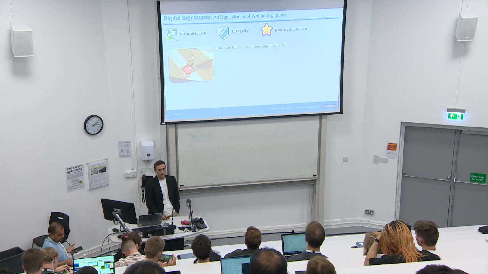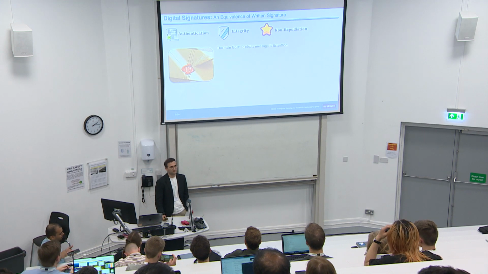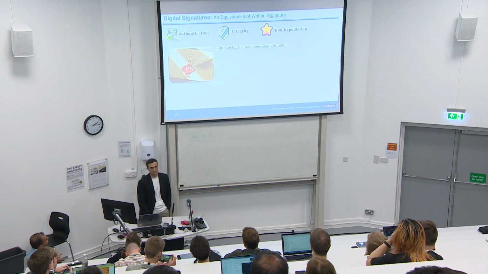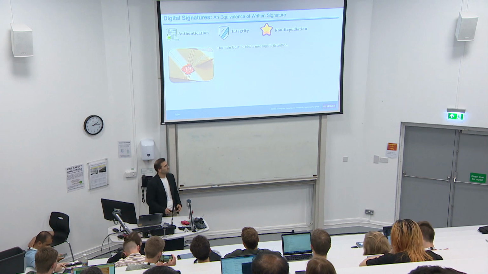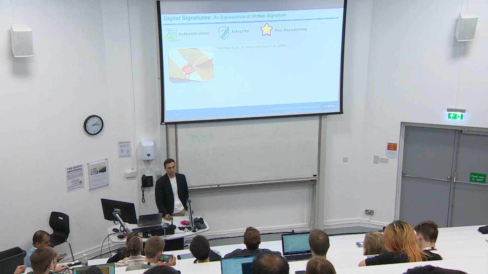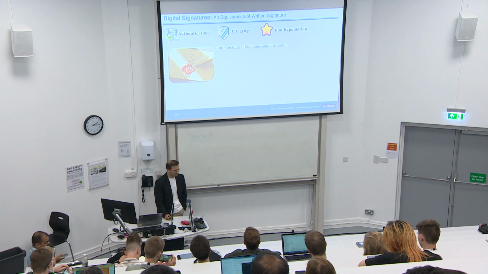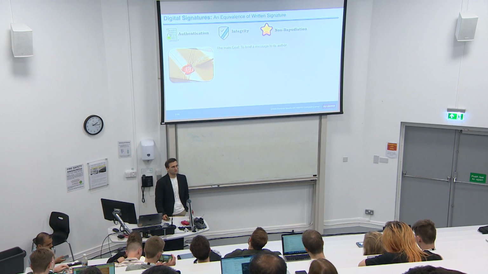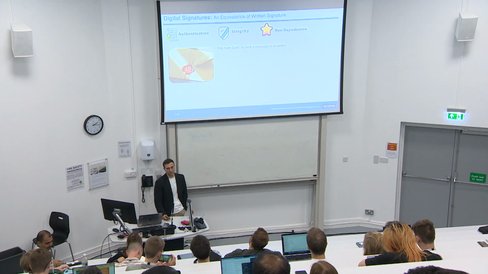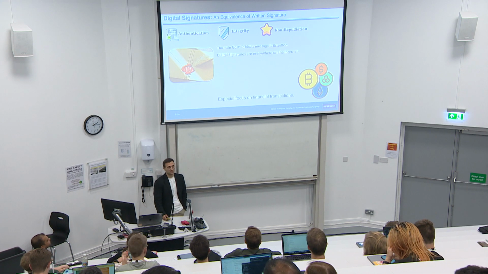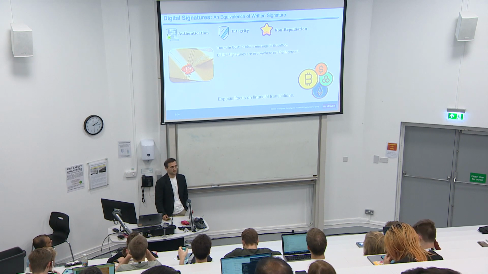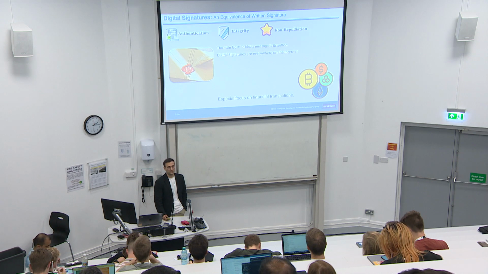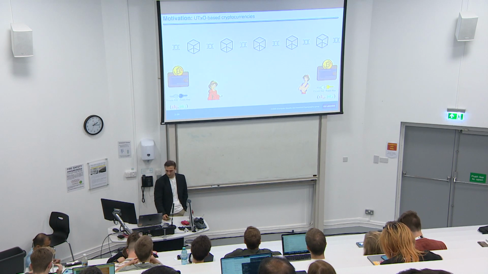So I'm pretty sure that most of the people in this room are aware of digital signatures. Digital signatures are necessary to bind a message to its author. They provide us authentication, integrity, and non-repudiation. There are many examples and applications for this type of cryptographic primitive. However, in this talk, we only focus on financial transaction applications, and more importantly, on cryptocurrencies.